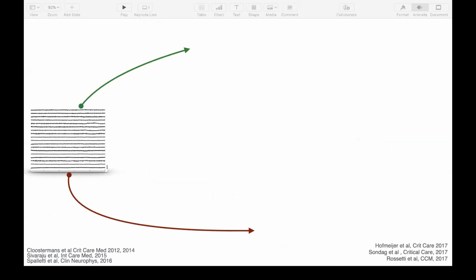And on this slide, I summarized the key findings, not only from our work, but also from many others like Andrea Rossetti and Spalletti and Sivarayu, other clinics that essentially keep the same categorization of the EEG. So this would be T0. We have a flat EEG recording.